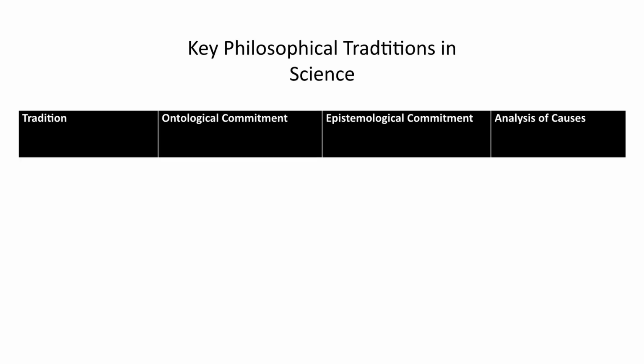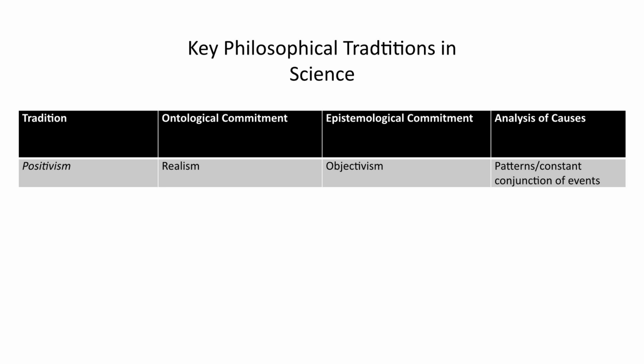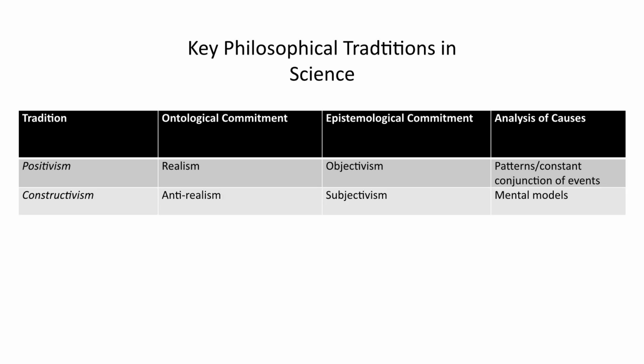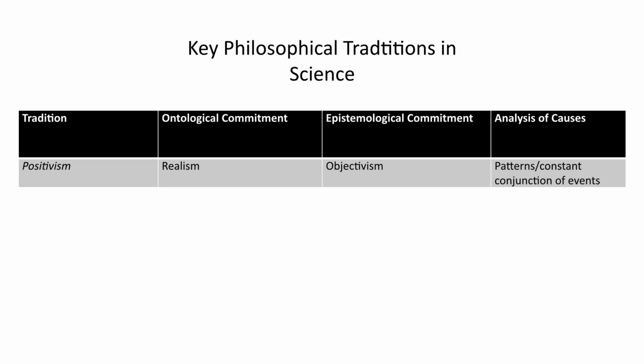So, for example, the philosophical tradition broadly referred to as positivism takes the following commitments. They take a commitment of realism when it comes to their ontology, and they take a commitment of what is called objectivism when it comes to their epistemology. They also make the assumption that causes, so-called, are merely just the words that we use to describe the patterns of constant conjunction of events that we empirically observe.